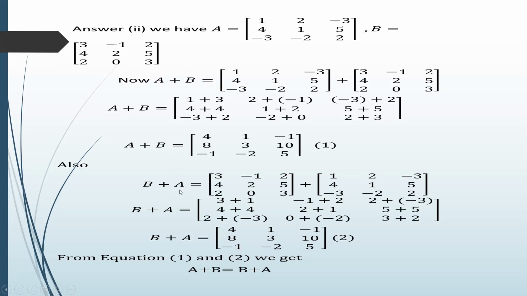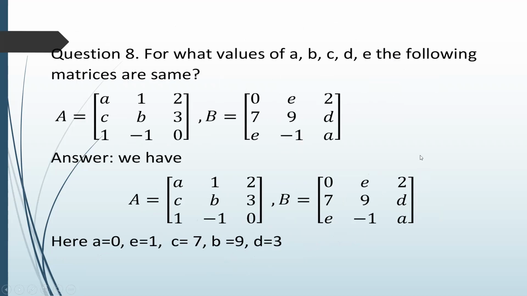Also we find B plus A. So here B is this and A is this. Now we add corresponding elements, and after solving we get 4, 1, minus 1, 8, 3, 10 and minus 1, minus 2, minus 1 plus 5. So we call this equation 2. So from equation 1 and 2 we get A plus B is equal to B plus A. So is that clear? Now we go for question number 8.